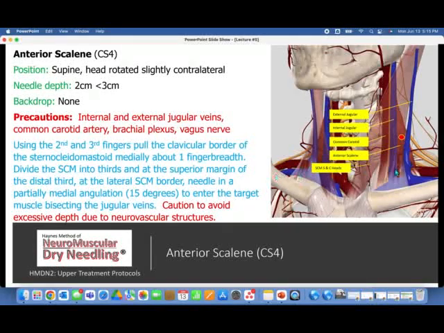We're going to divide the SCM into thirds. So here's our first third, our second third, and our final third up to the mastoid process. At the upper margin between the first and the second third is where our needle location is going to be. The needle is going to be partially medial, about 15 degrees, to enter that target muscle, and here we are going to bisect the jugular veins. Again, if you're uncertain about your skills with this, avoid it.